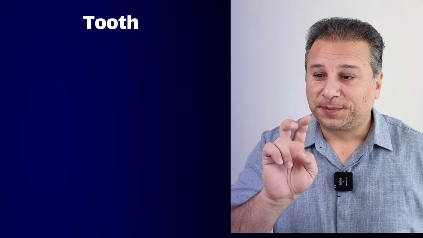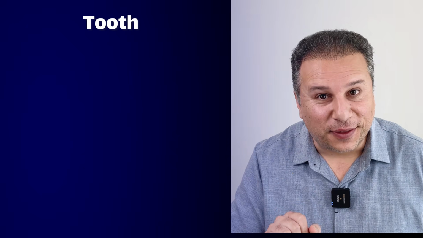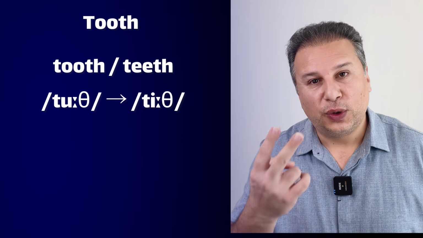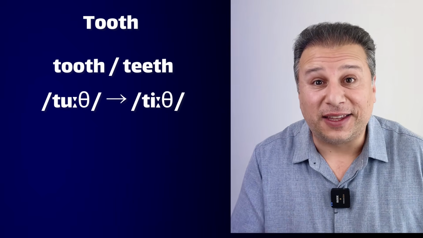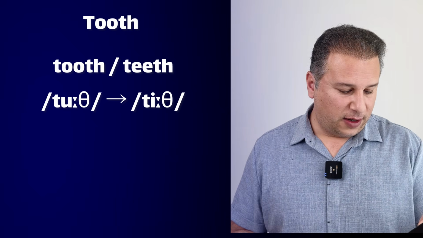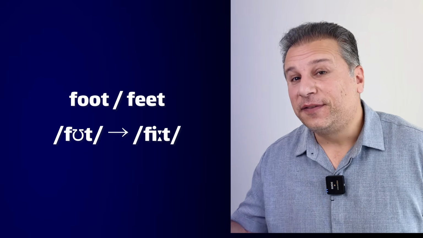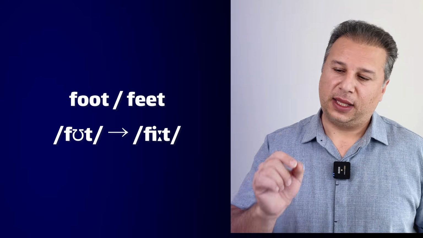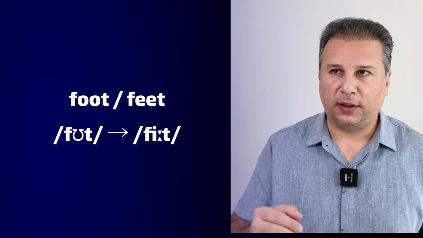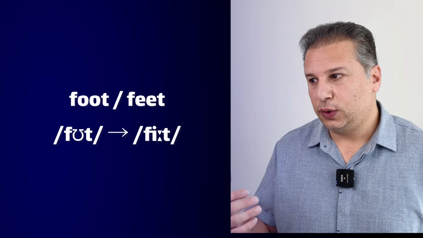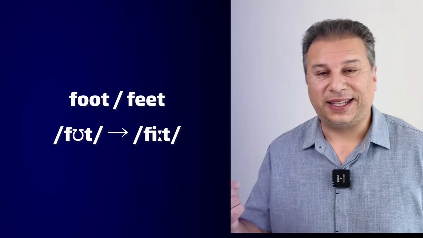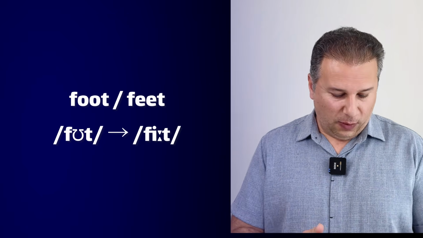Number 24, tooth, teeth. One tooth, two teeth, or three teeth. Tooth, teeth. And number 25, foot, feet, the same as tooth. So when they have double O, like tooth, like foot, it changes to double E. Tooth, teeth, foot, feet. Well, that's it.